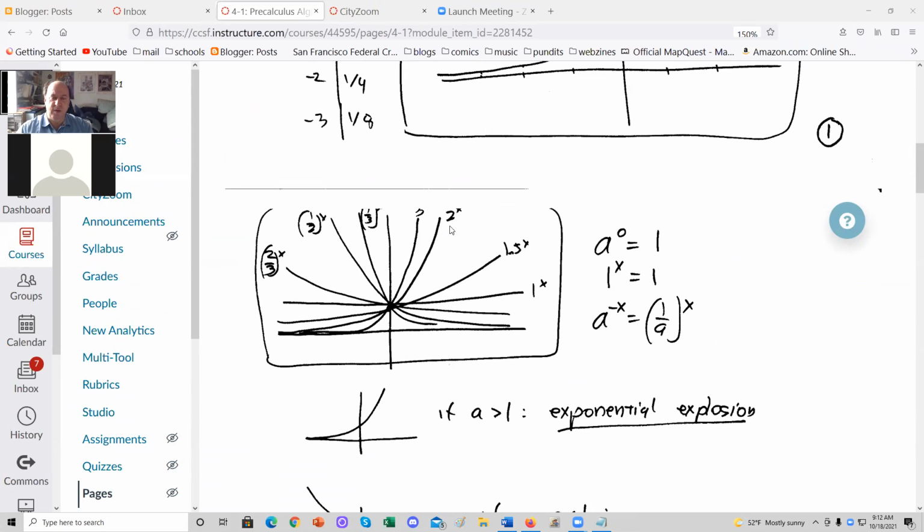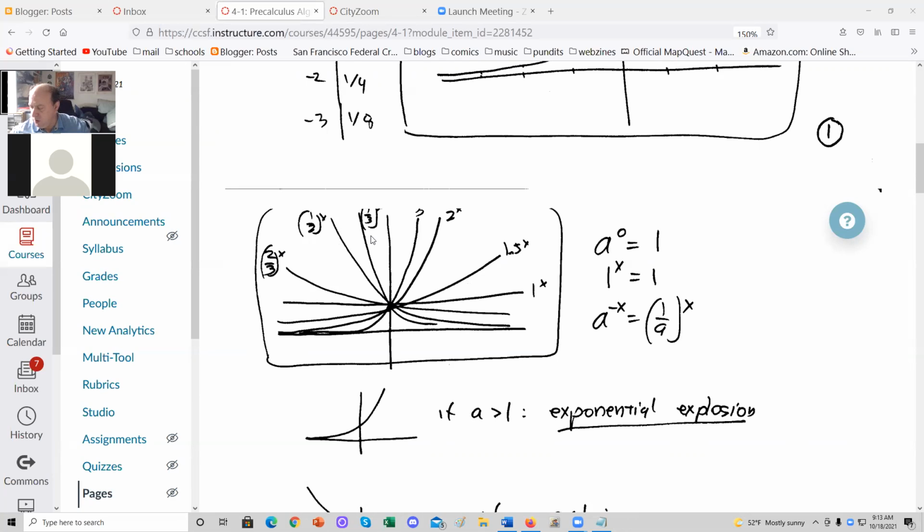So here's a graph of 2^x. Here's a graph of 3^x. Here's a graph of 1.5^x. 1^x is a constant 1. (2/3)^x is falling, the way 1.5^x is rising. 1.5 is 3/2, and 2/3 is its reciprocal. These are flips of each other. 2^x and (1/2)^x are flips of each other. 3^x and (1/3)^x are flips of each other.